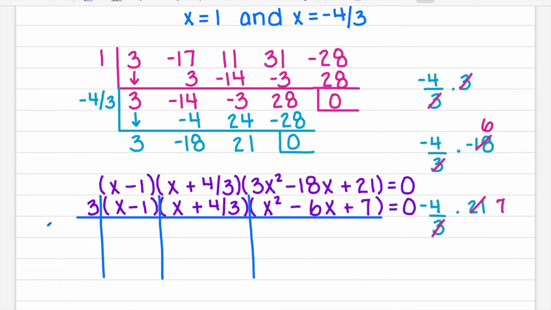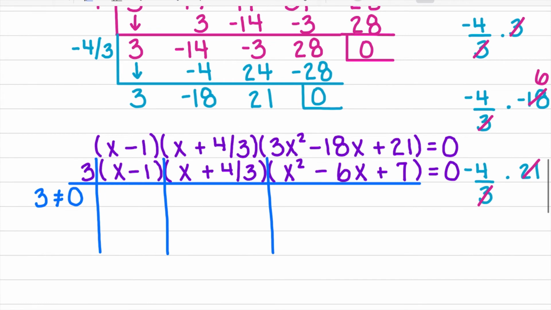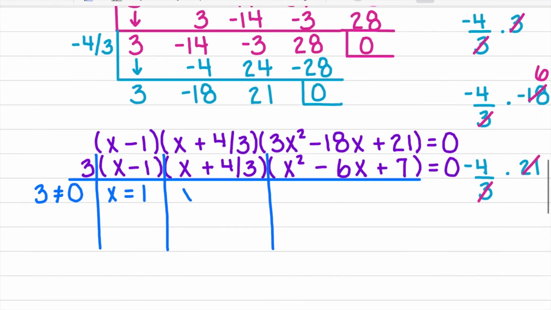Now this 3, if you try to set it equal to 0, obviously it doesn't equal 0, so that's just going to drop out. Has nothing to do with the roots. X minus 1 equals 0, so x is equal to 1. X plus 4/3 equals 0, so x is equal to negative 4/3, which we already knew, but I'm just trying to show you how the factorization relates to the roots.